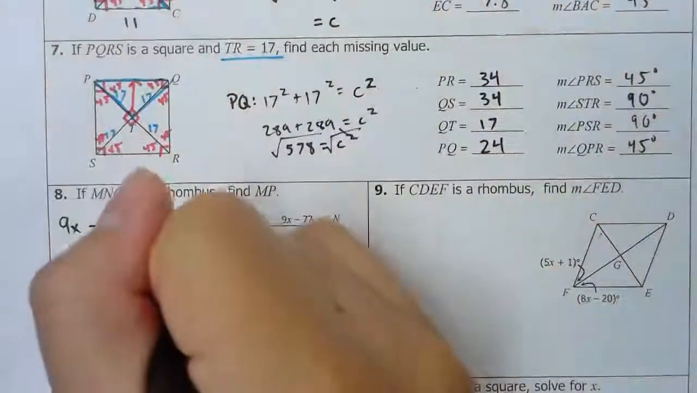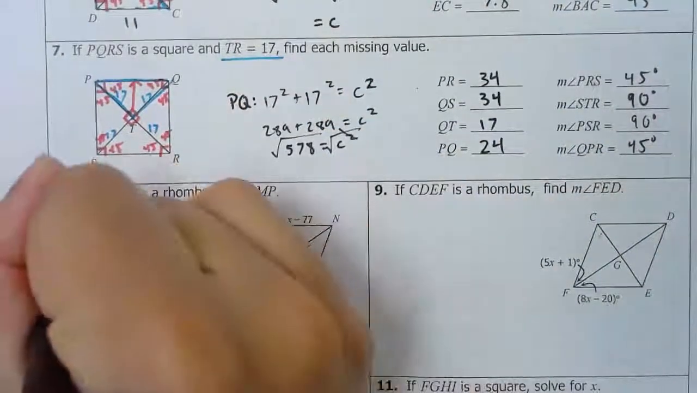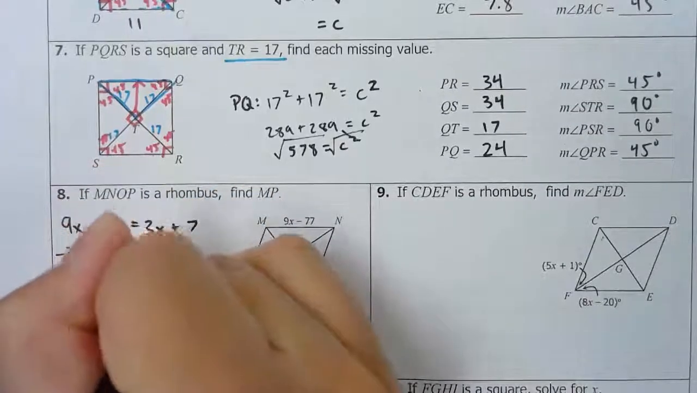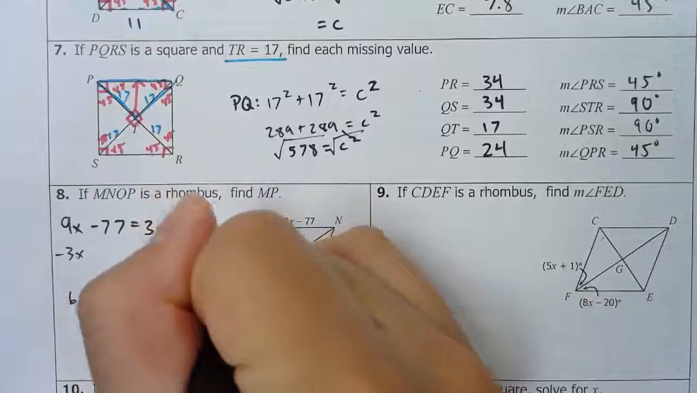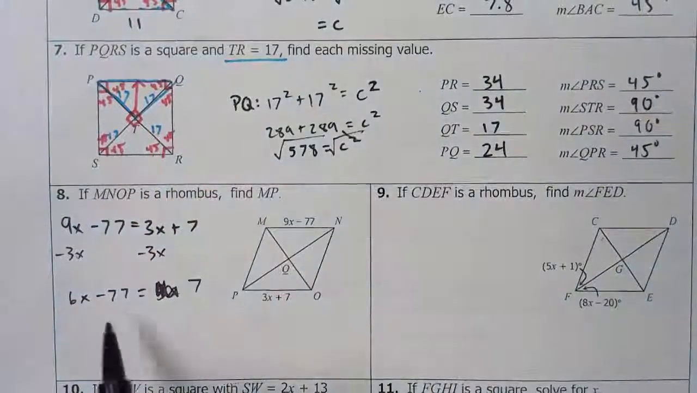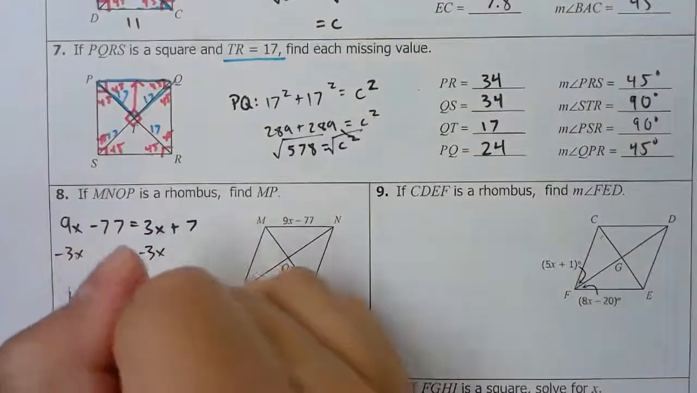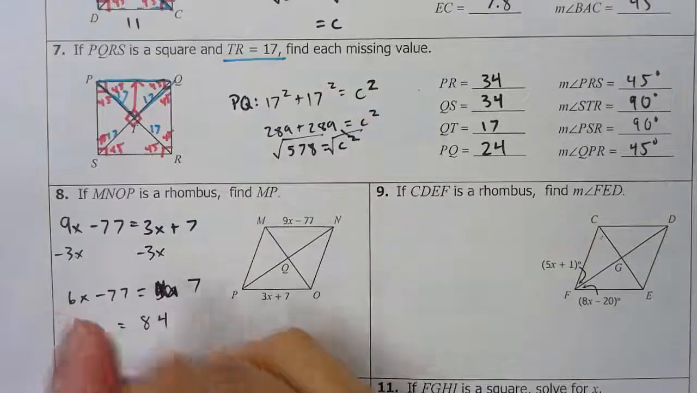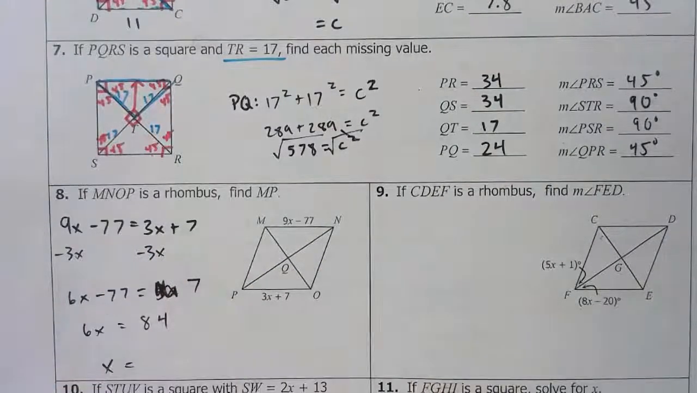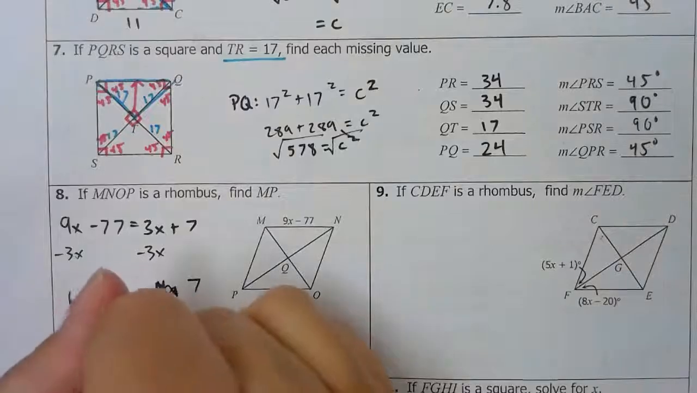I solve for x, subtract 3x from both sides, and I get 6x minus 77 is equal to 3x, whoops, not 3x, that's equal to 7. I add 77 to both sides, that's equal to 84. And then I divide by 6, and I get 14. But I'm not done.